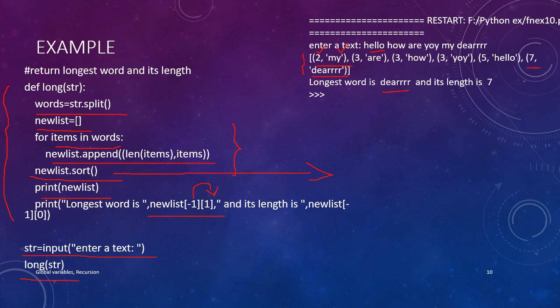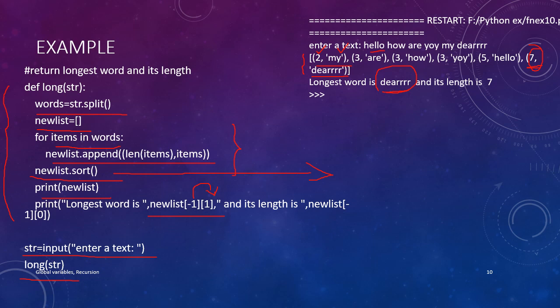So when we take this last part, it actually contains two parts. The first is the length and the second is dearrrr. So new list of minus 1 will display this content as it is, 7 comma dearrrr. And what we want in this position, the longest word, is dearrrr. So to get this part, we are using minus 1, 1 as the index location.